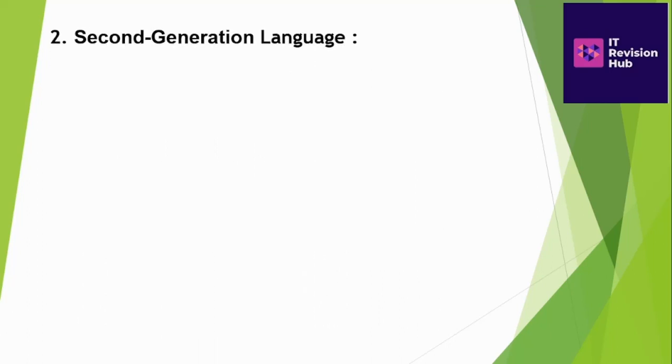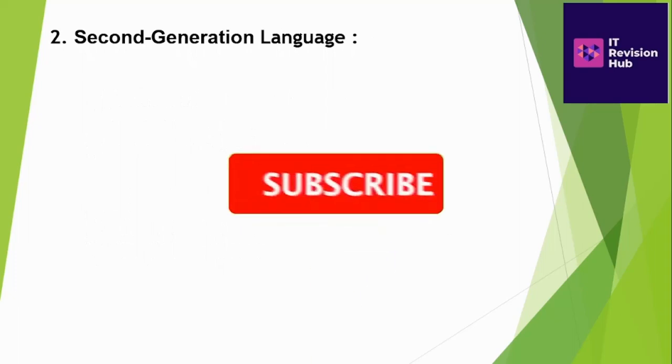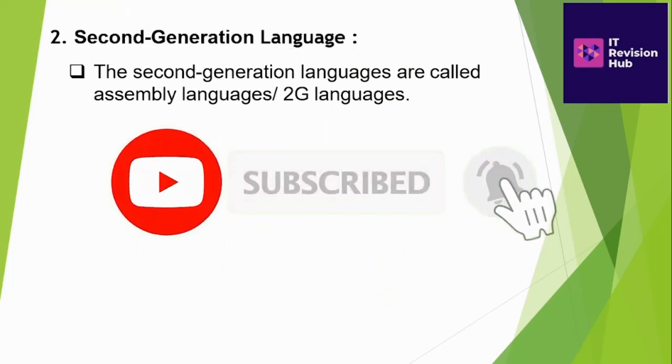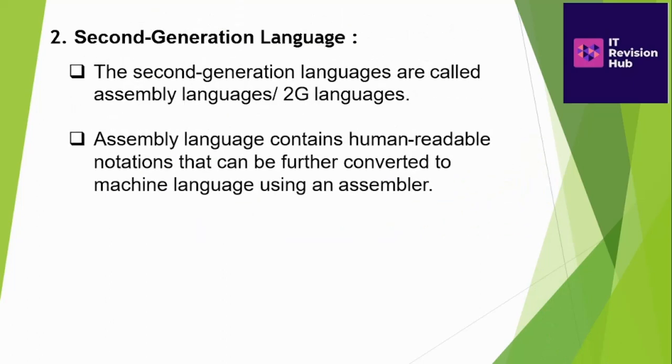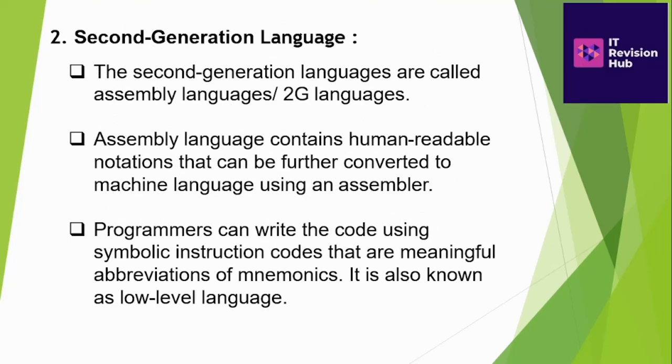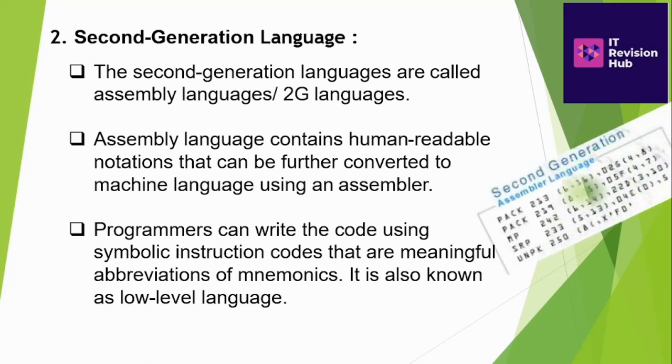Now let's discuss second generation language. The second generation languages are called assembly languages. Assembly language contains human readable notations that can be further converted to machine language using an assembler. Programmers can write the code using symbolic instructions, codes that are meaningful abbreviations or mnemonics. It is also known as low-level language. This is an example of assembly code.